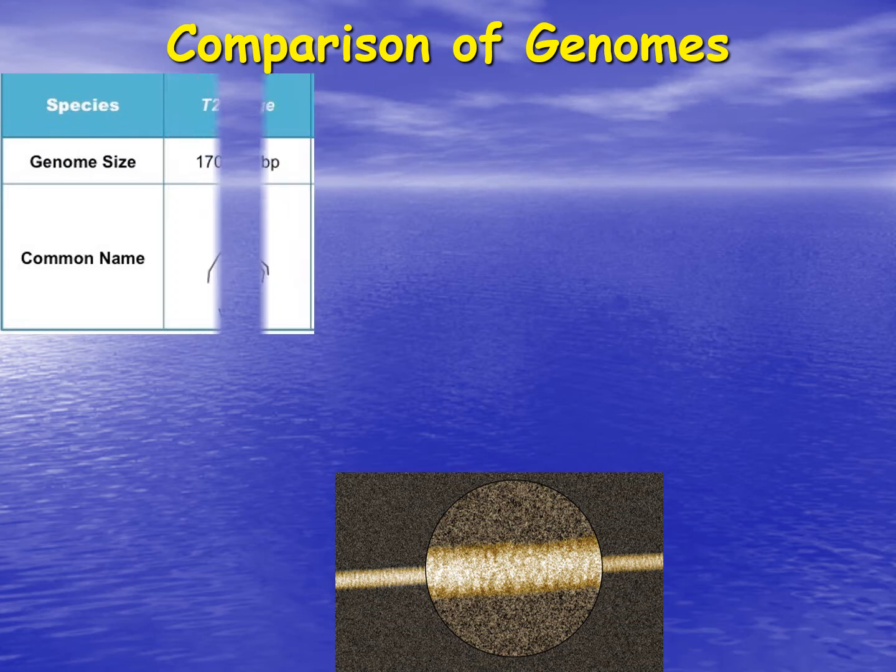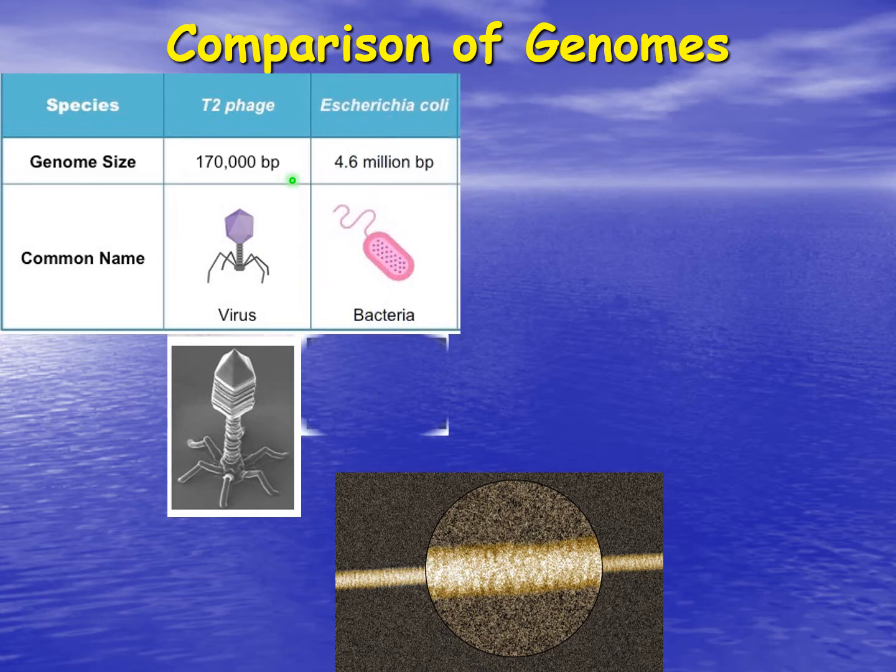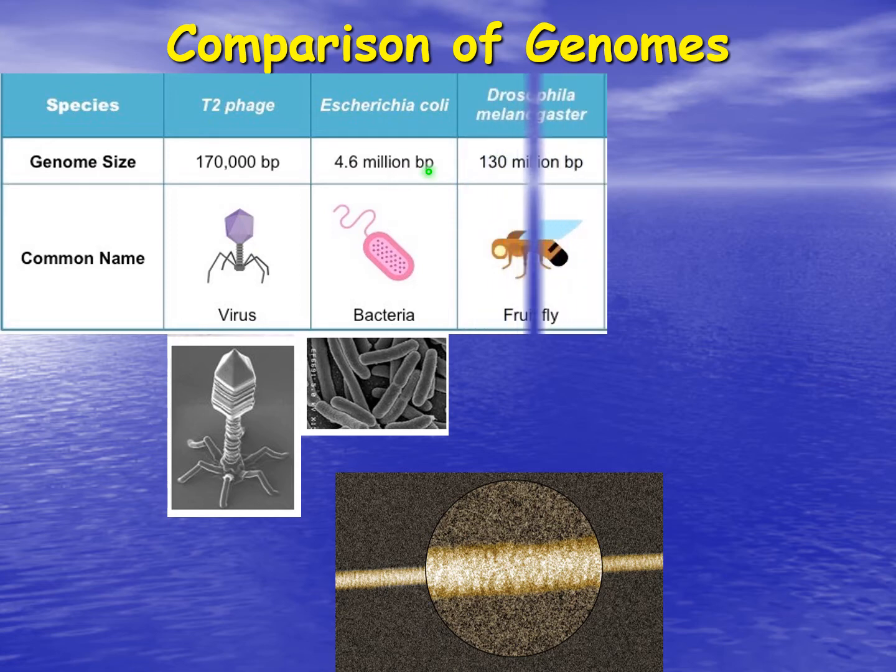So let's look at this. For example, the T2 bacteriophage has 170,000 base pairs within its genome. It is a DNA carrying virus, and so it's actually a fairly small genome overall. If we look at E. coli, on its singular circular chromosome, there are 4.6 million base pairs found in those 4,000 some genes.